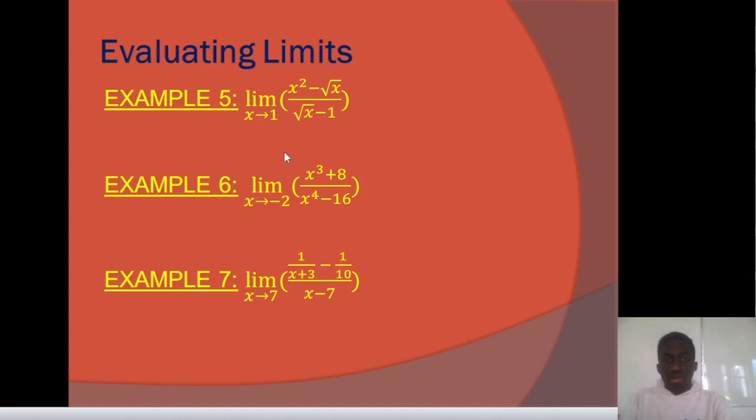in this video. So example 5 asks us to evaluate this limit: the limit of x squared minus square root of x, divided by square root of x minus 1, as x approaches 1. Now this has a lot of square roots. It may look challenging at first, but with a proper strategy, with a proper plan, we can actually solve it. So let's get right into business as we solve.